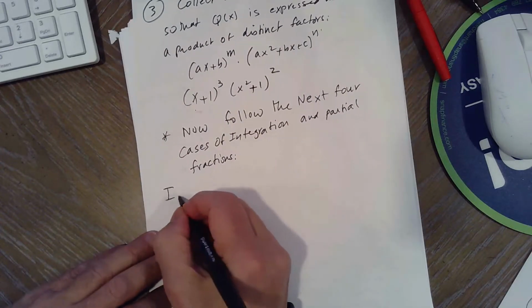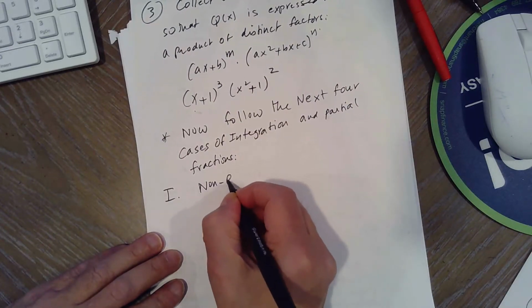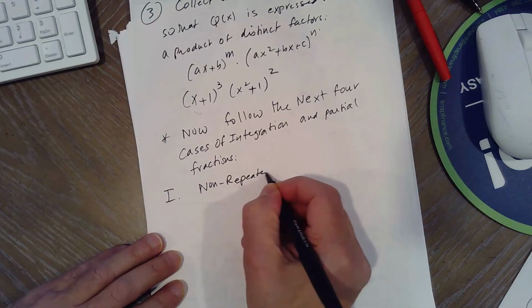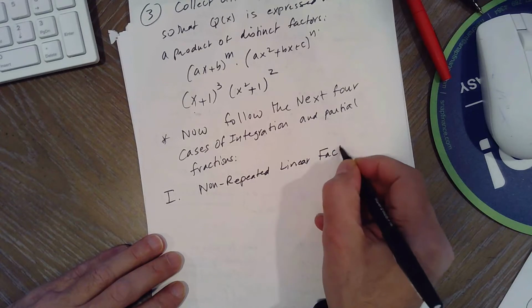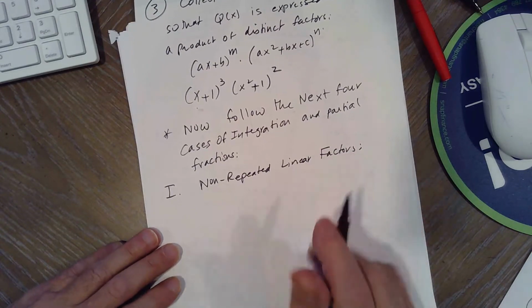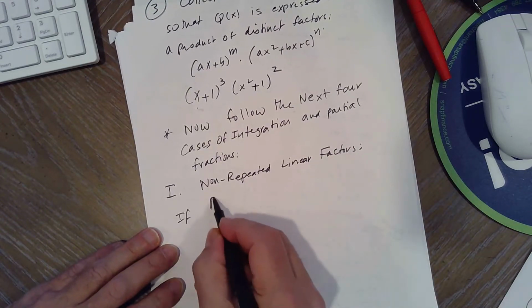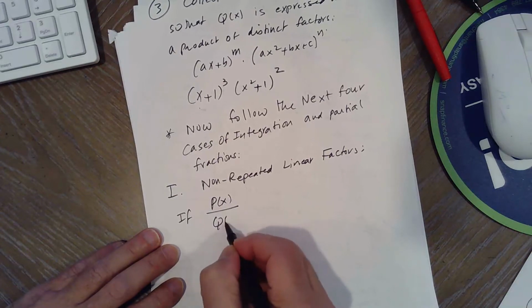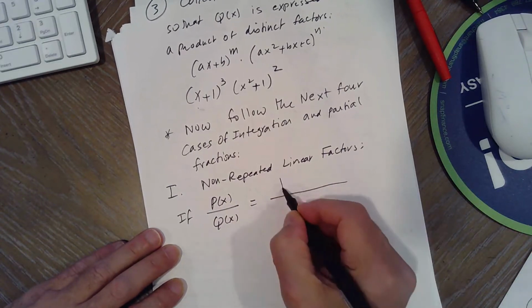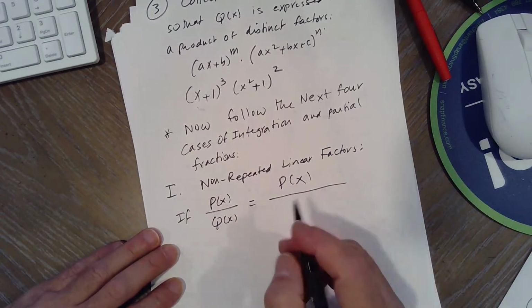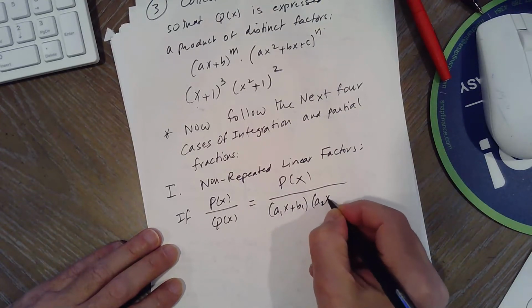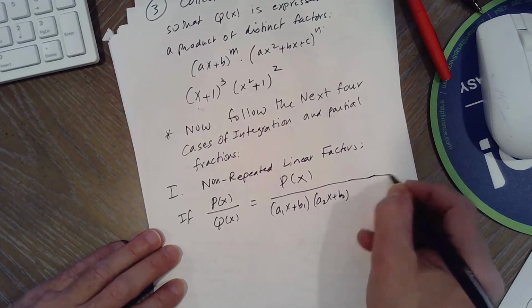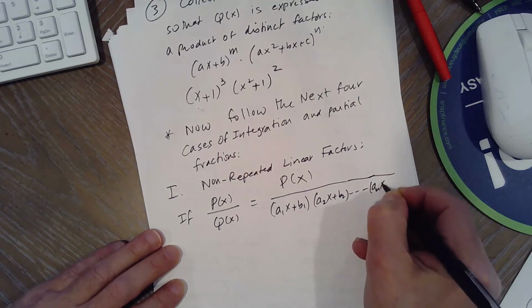The first case is when we have non-repeated linear factors. If the bottom has non-repeated linear factors, for instance, if you have something like this, Q of x equals, and you can see we're always working on the bottom, (a1x plus b1)(a2x plus b2) up to (a_n x plus b_n).